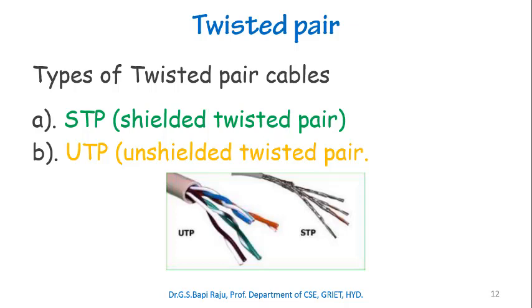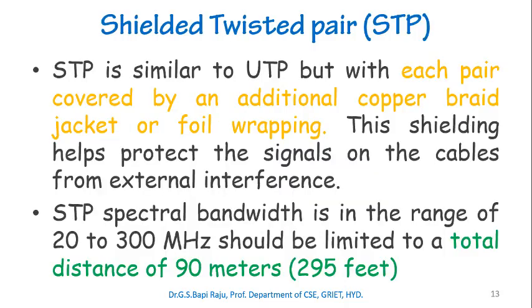And for twisted pair, there are two types: STP and UTP. You can see this diagram. In case of STP, you have another shield over the pair, but in case of UTP, it's unshielded. So STP is similar to UTP, but each pair is covered by an additional copper braid, jacket, or foil wrap. This shielding helps protect the signals on the cables from external interference. In case of STP, its spectral bandwidth is in the range of 20 to 300 MHz, and it should be limited to a total distance of 90 meters.